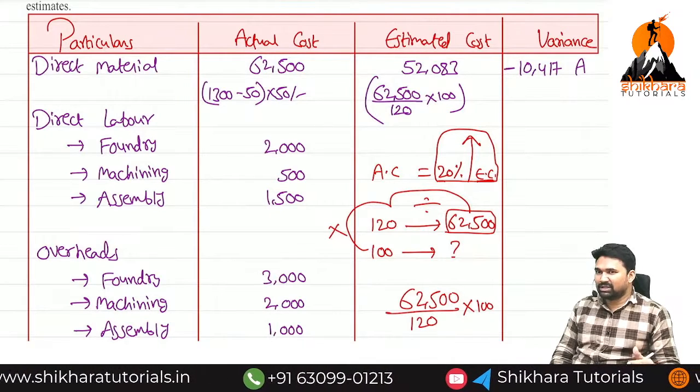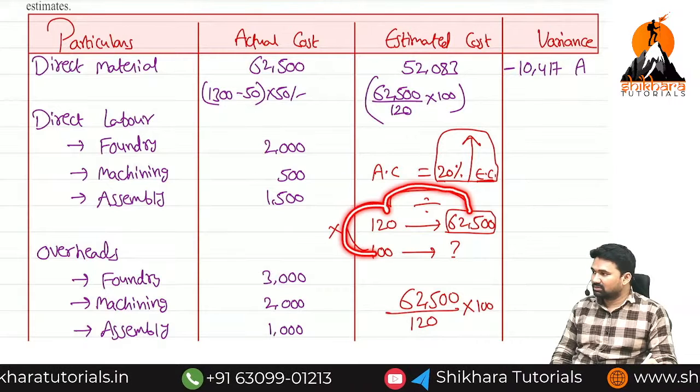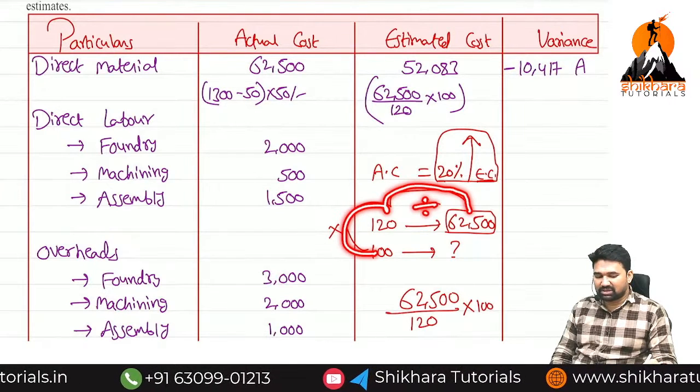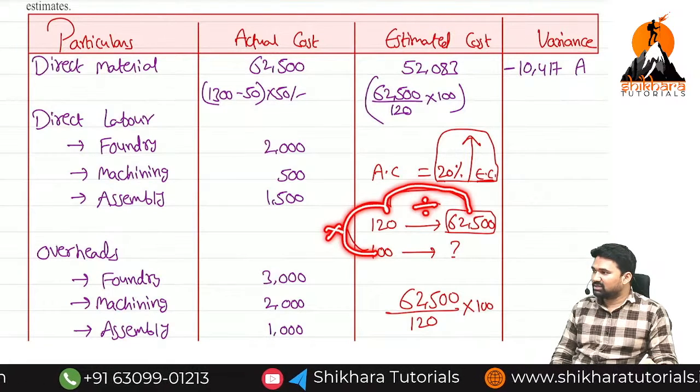Just after doing this equation, 3 steps. Relationship between 1 and 2 is division. Relationship between 2 and 3 is multiplication. Clear?